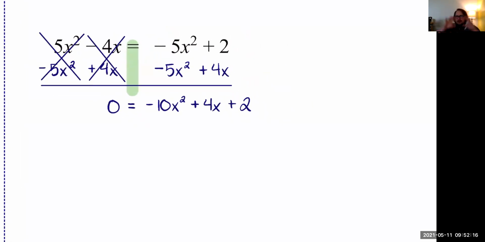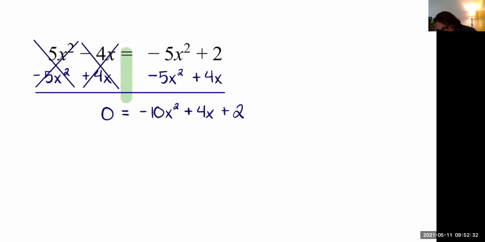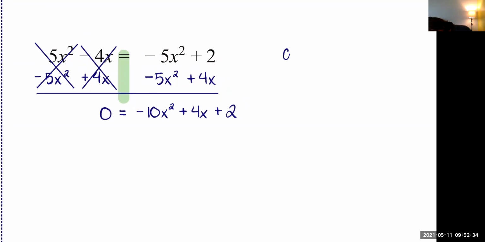Now, if you want to try factoring it, great. Some of you may even say, well, there's a greatest common factor there. Yep. But I'm not solving by factoring, so I'm not even going to bother with the greatest common factor. I'm just going to go ahead and pull out the A, B, and C now so I can start dropping them into the quadratic formula. So in this case, the way we've got it written, what's our A? Negative 10. What's our B? Positive 4. And our C? Positive 2.